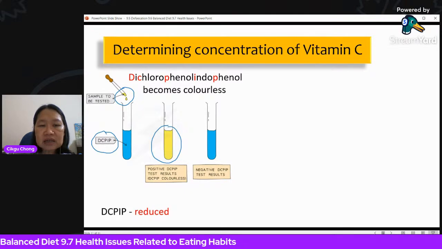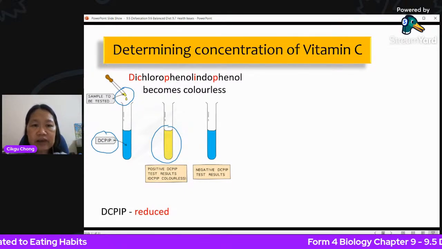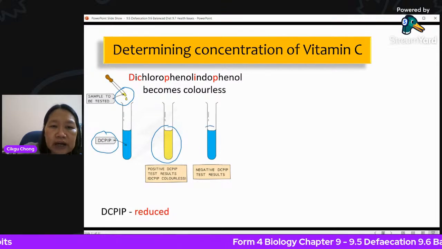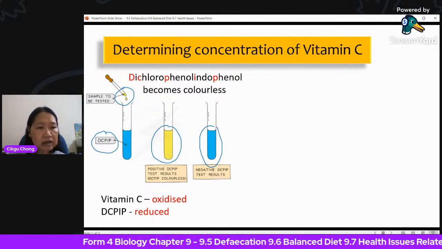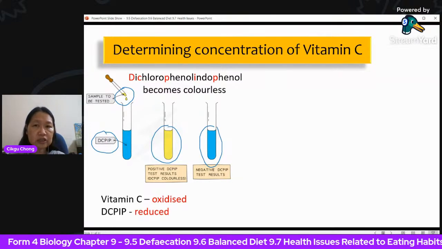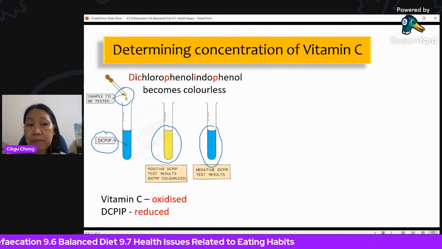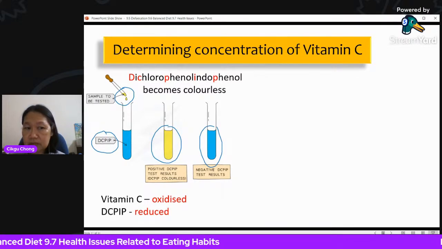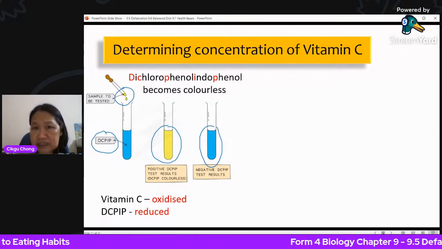If it doesn't have any vitamin C, when you drip it inside, it's not going to have any reaction. So you'll find that it doesn't decolorize. Okay, let's look at the reaction that happens in this experiment. Your vitamin C will be oxidized by DCPIP, and your DCPIP will be reduced by vitamin C.